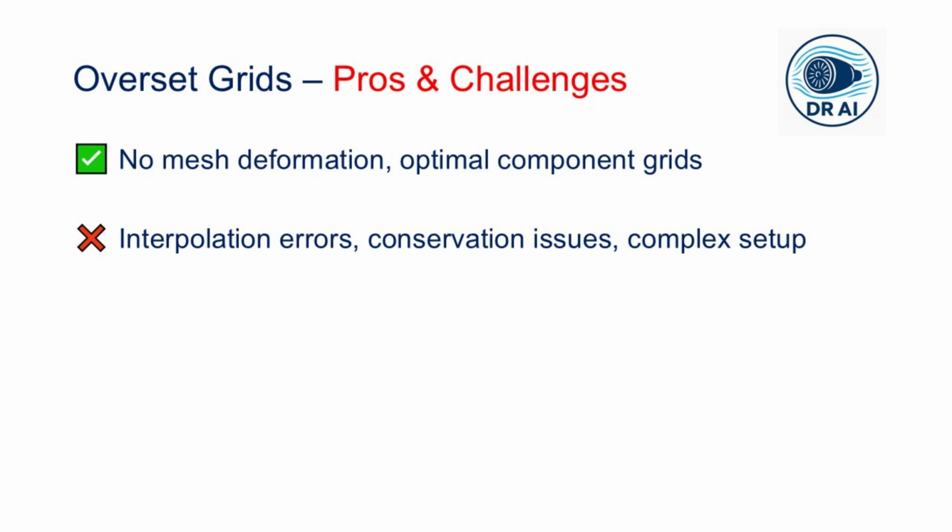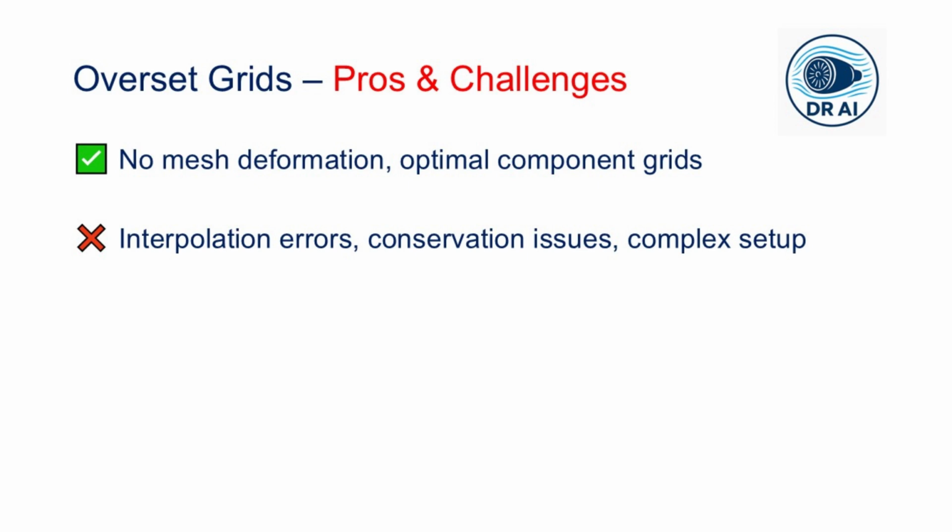The advantages are that we have no mesh deformation or regeneration for the moving parts, and each component can be optimally structured. For example, a high quality O-grid around the blade structure. It is great for multi-body problems like store separation, helicopter rotors, or piston engines.